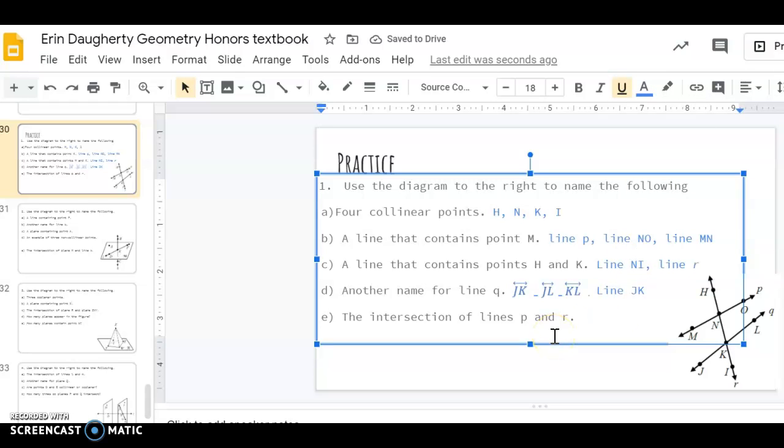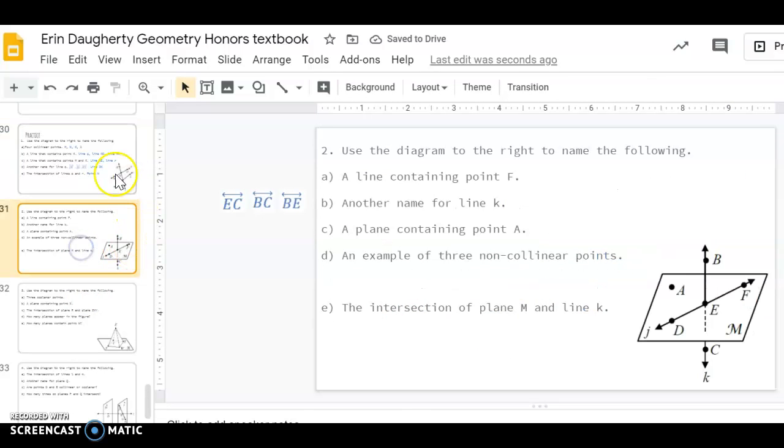All right, the intersection of lines P and R. So where they intersect, we would specify those two lines would intersect at point N. And remember, N is capitalized. All right, so let's go ahead and take a look at the next slide. The next slide, we'll go as far as we can, but once we hit 15 minutes, it's up.